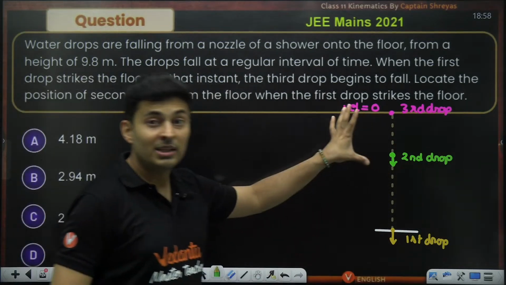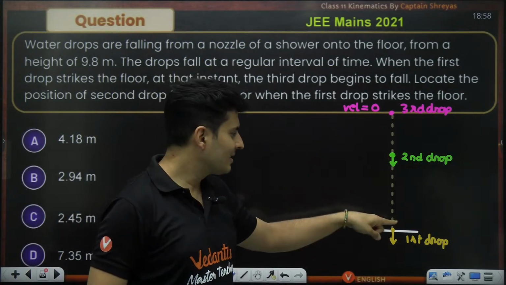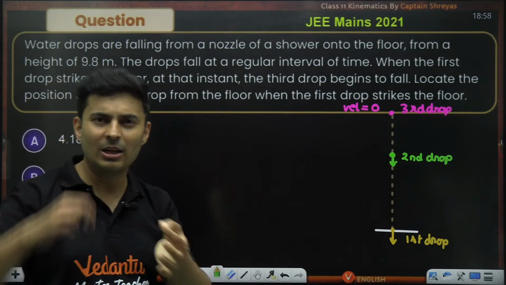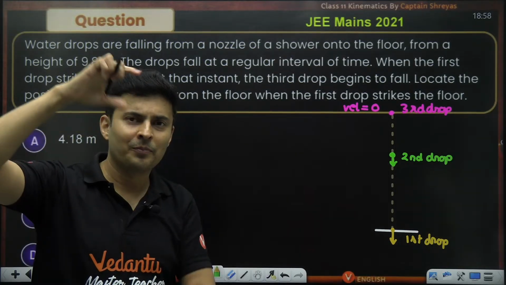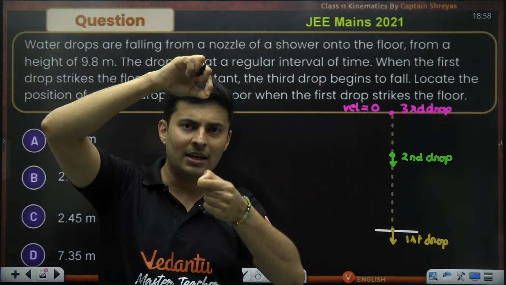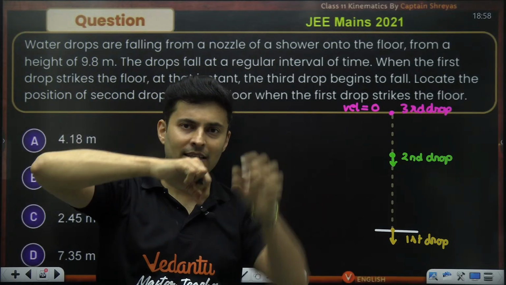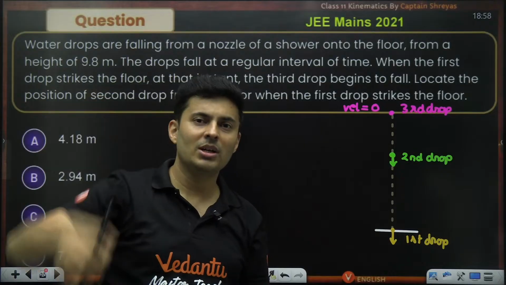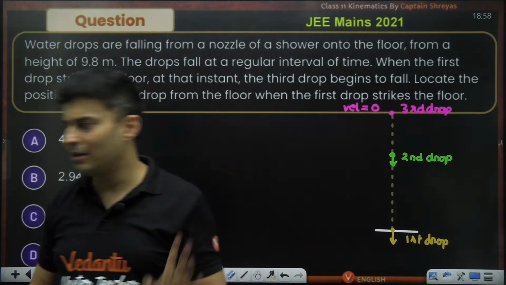The time gap will be the same. Whatever time is between the second and first drop, the same time is between the third and second drop, because at every interval, tup, tup, tup, water is leaking. Tup, that water came, and the second drop also came, and then the third drop is just about to leave. That time the first drop is just about to reach the ground. The second drop is somewhere in between.